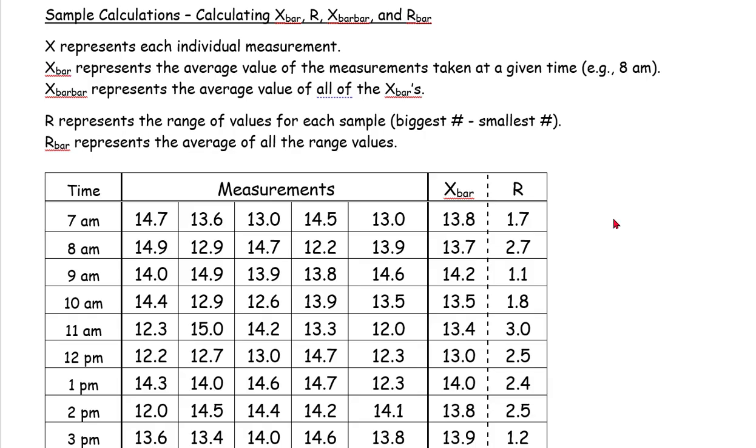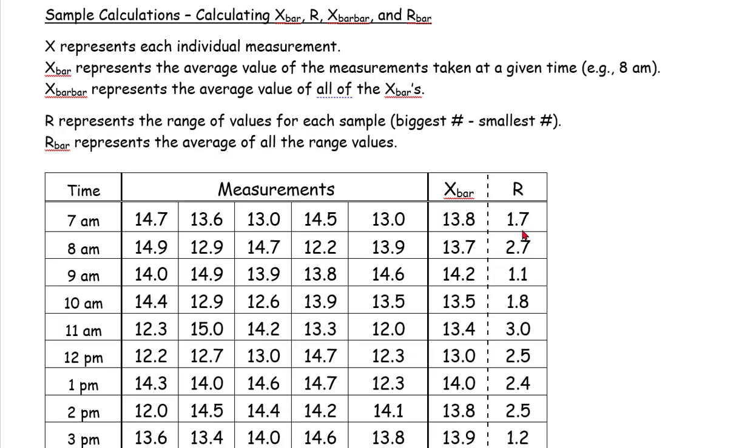Let's do some sample calculations to show you how you calculate X bar, range, X bar, and R bar. Let's see what our sample size is. 1, 2, 3, 4, 5. N is equal to 5. That's important to remember. To calculate my X bar at 7 a.m., I just add up these 5 numbers and divide by 5 to come up with my average.